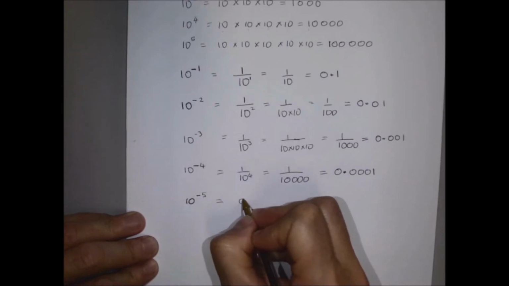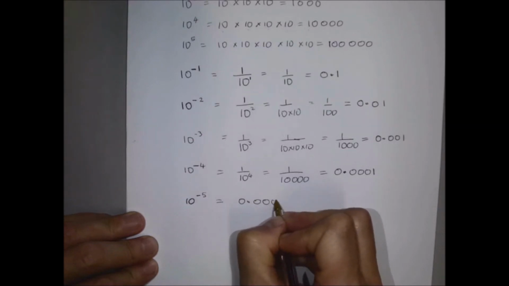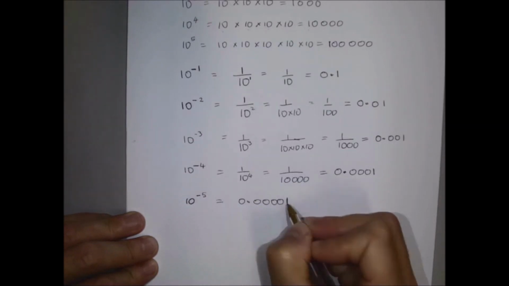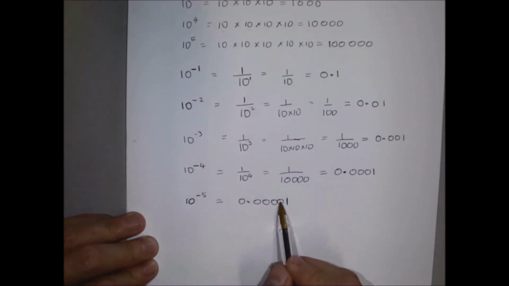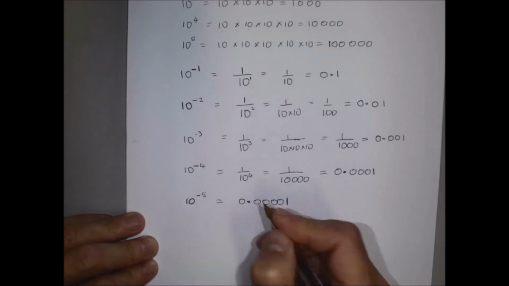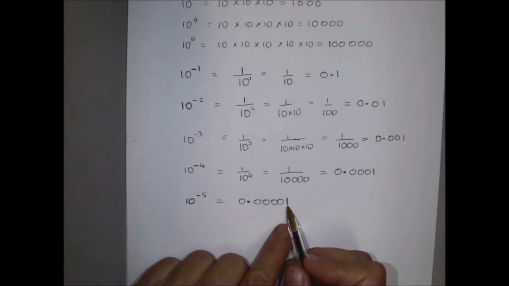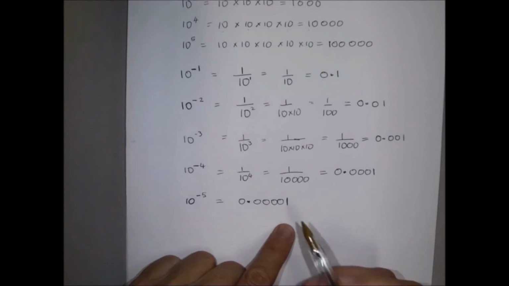So if I was to say 10 to the minus 5, I could write that as 0. then 4 zeros, and then the 1. In total, you can see I have 5 zeros here, but there are only 4 after the decimal point, and the 1 is in the 5th position.